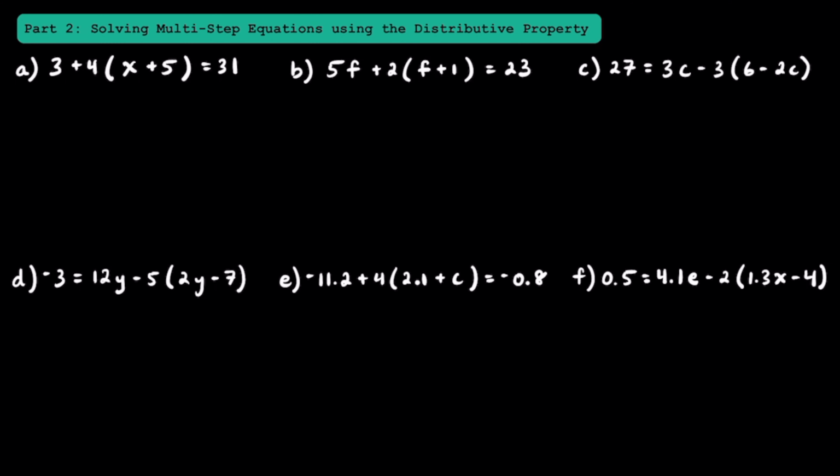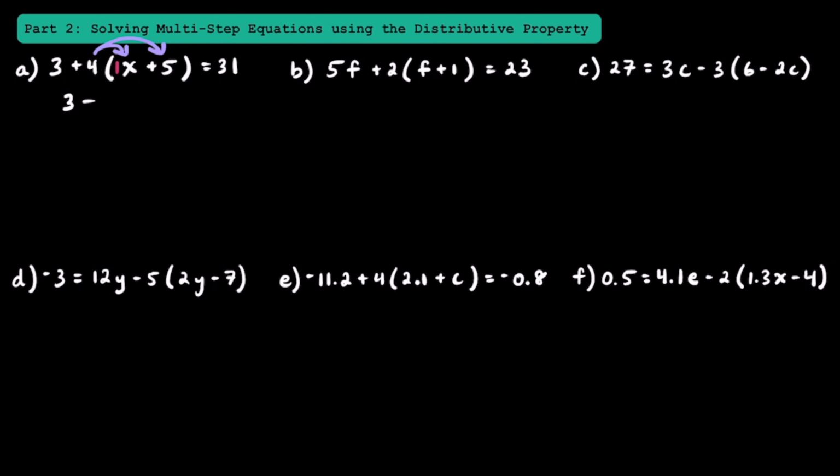Here in part 2, let's practice solving some multi-step equations where we have to use the distributive property. In this first one, we have 3 plus 4 times the quantity of x plus 5 is equal to 31. When we have these types of equations, we're going to start by distributing. We're going to multiply this 4 times this x and this 4 times this 5. 4 times this 1x is equal to 4x, and 4 times 5 is equal to 20.